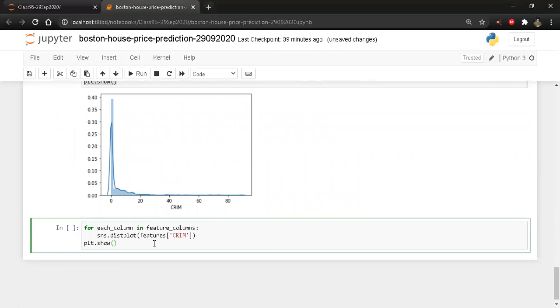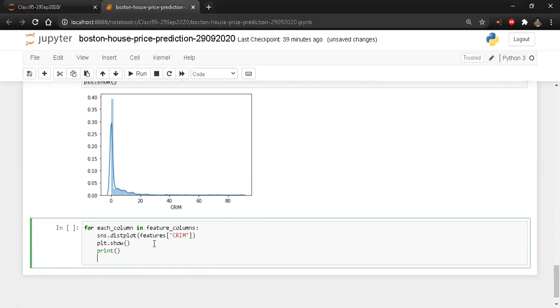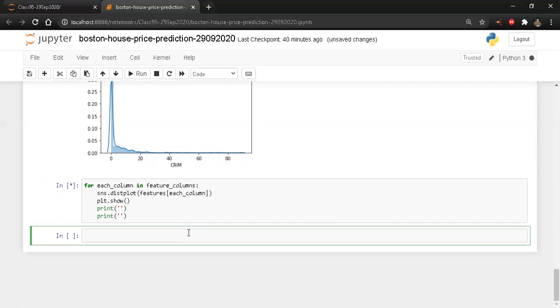Okay, and then I'm going to say print, and then I'm going to say this kind of a line. Oh no, why? I don't need to do that, right? I can just say print 2 times. I can just say blank prints, and this should work. So instead of this feature over here, I'm going to say each column. Okay, this should work. This is not a very efficient way, but yes, this will work.